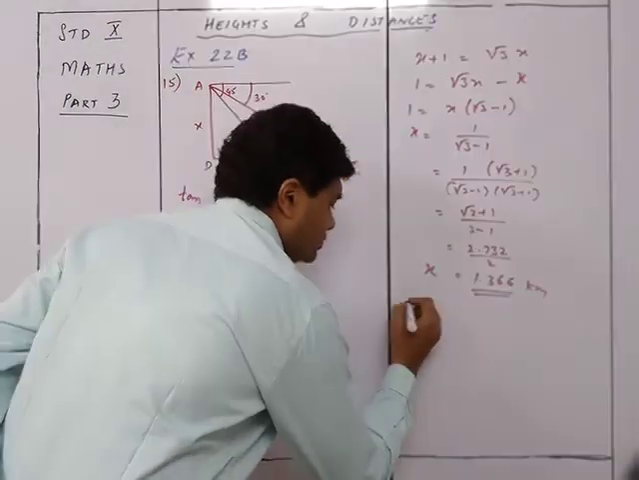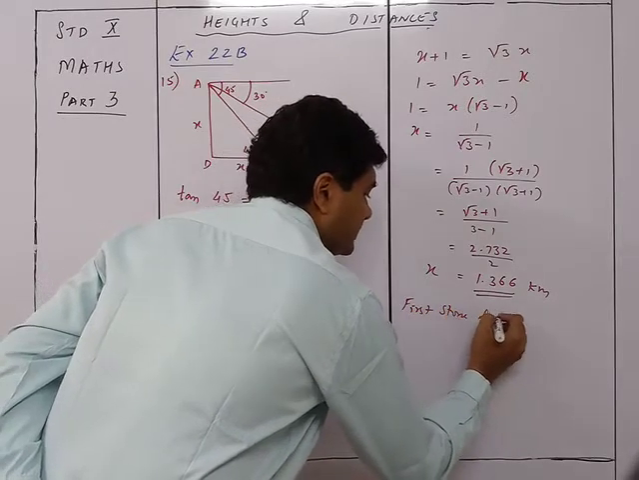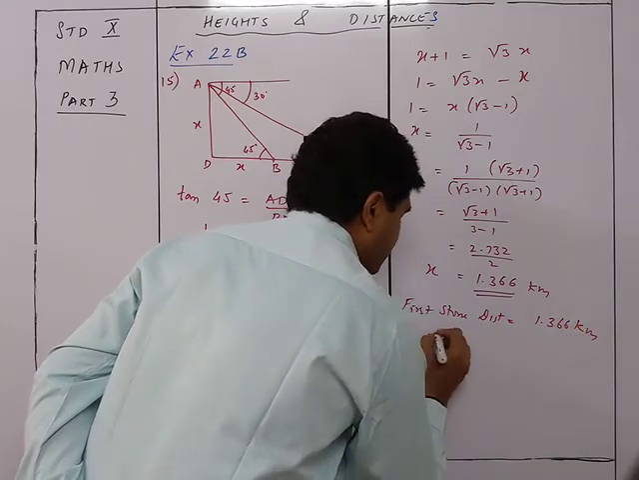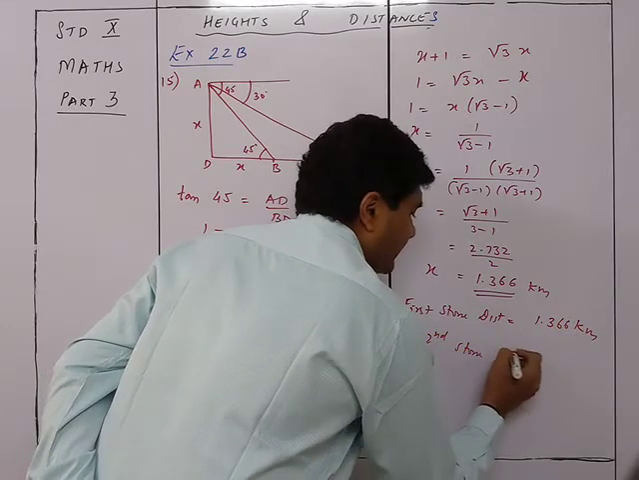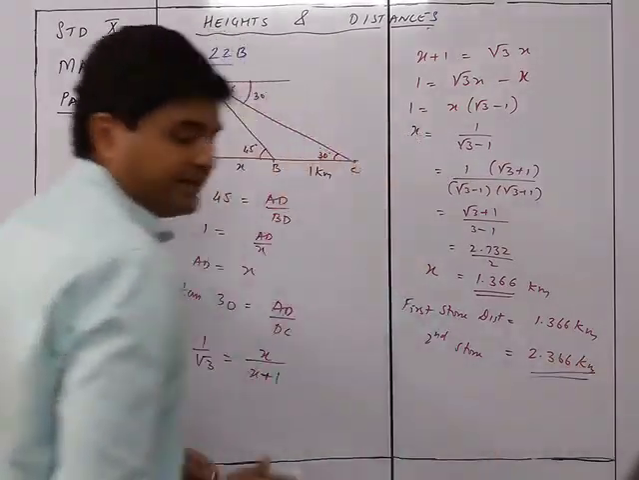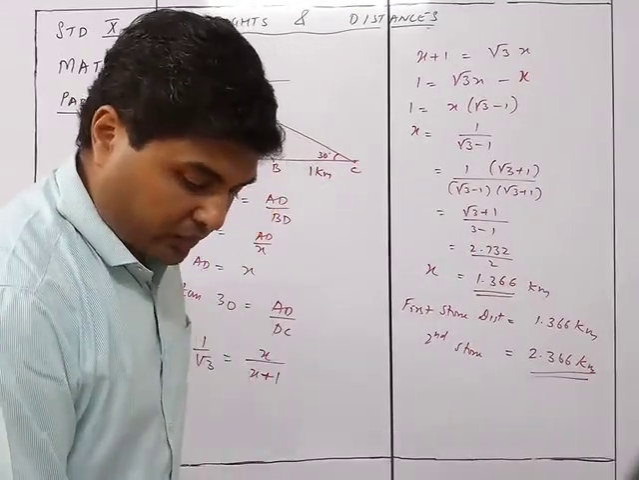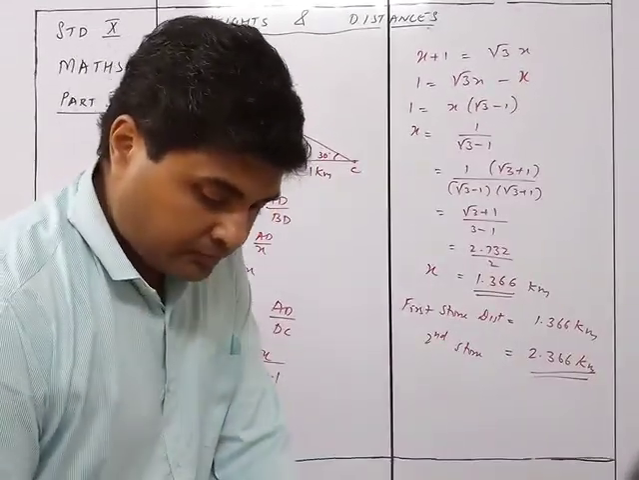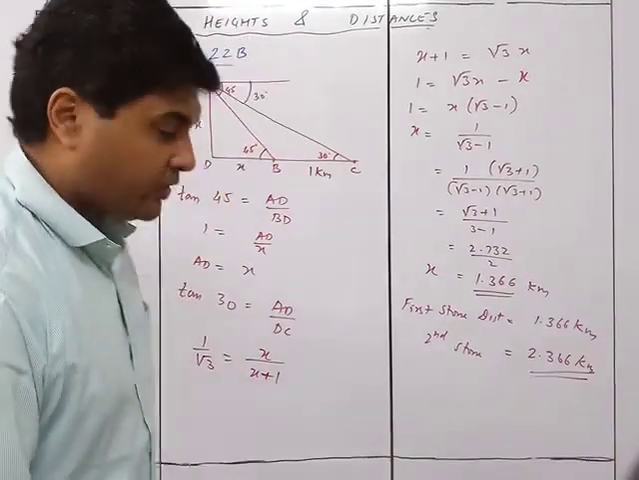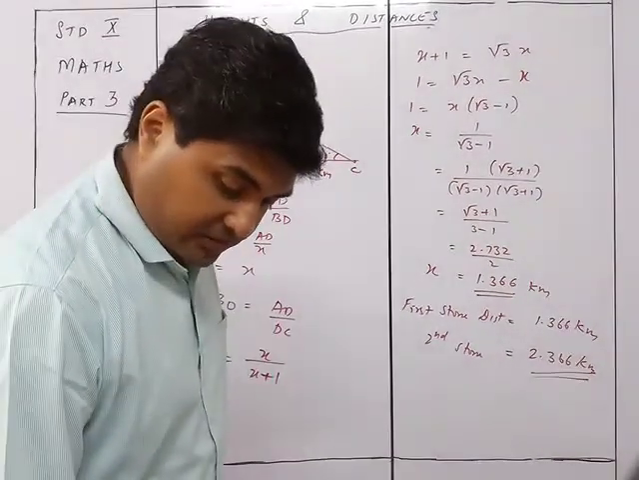So from the first stone, the distance is 1.366 kilometers, and from the second stone it is 2.366 kilometers. So that is the distance of the two stones from the foot of the hill. The total of the distances of the two stones will be 3.66 kilometers.